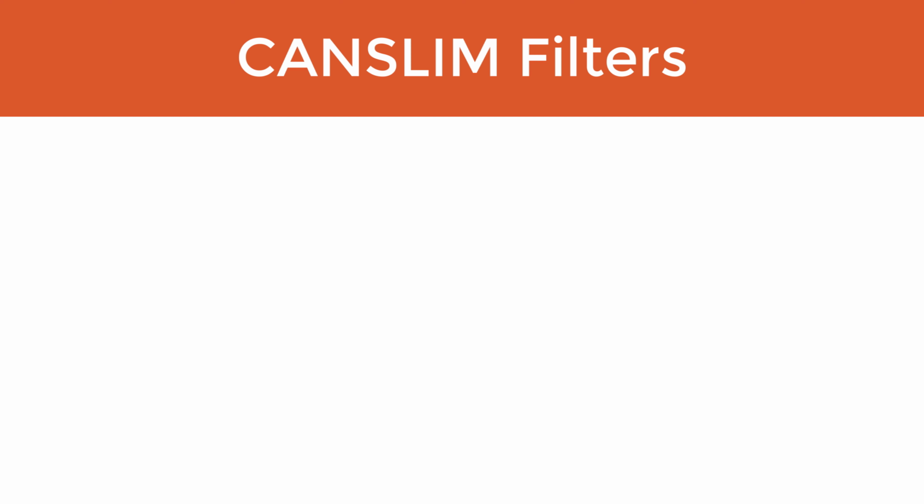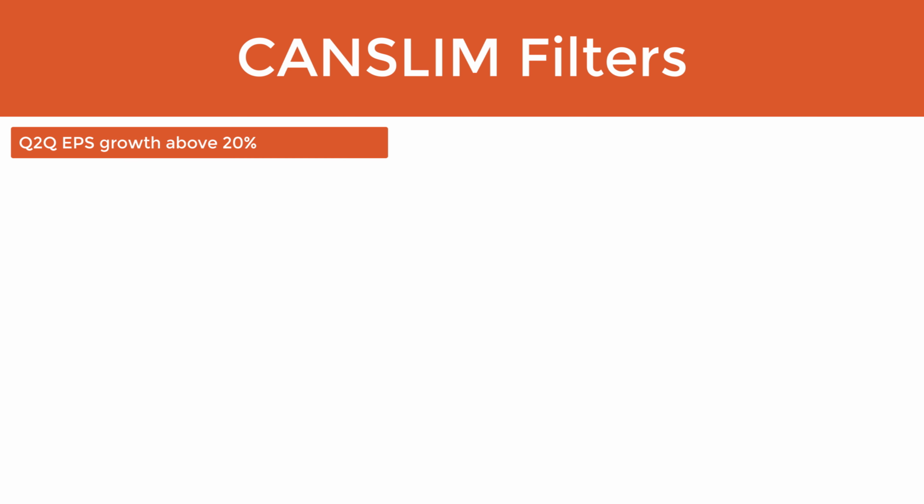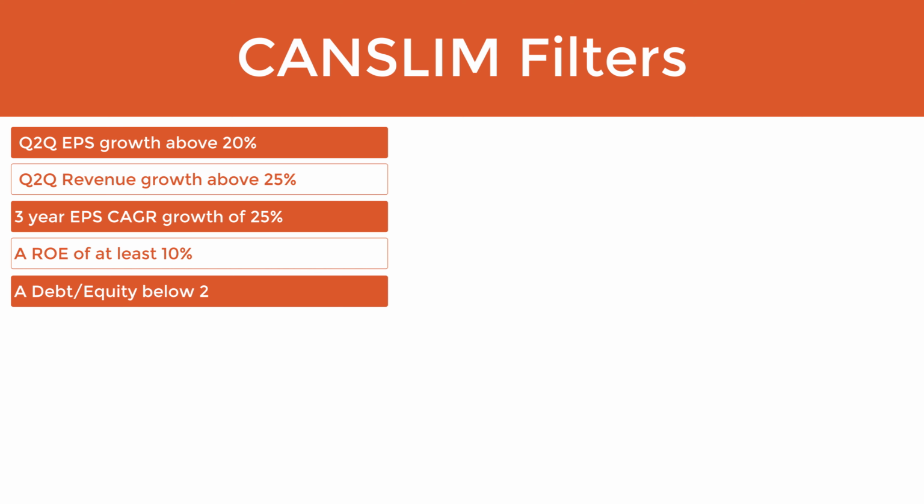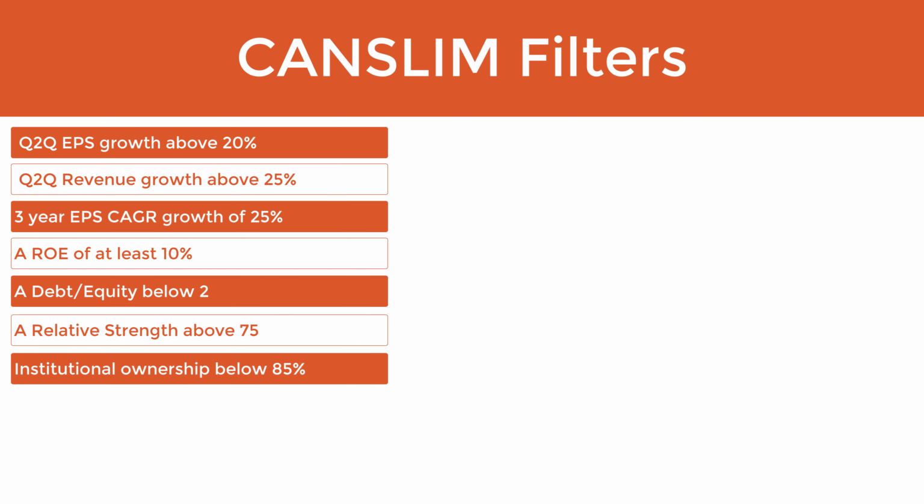Finally, a summary of all the filters we discussed and applied in the video. A quarter-to-quarter earnings per share growth above 20%, quarter-to-quarter revenue growth above 25%, 3-year EPS compound annual growth rate of 25%, a return on equity of at least 10%, a debt ratio of less than 2, and a relative strength of more than 75. Institutional ownership below 85%, and there is also a minimum average volume of 100,000 shares per day to ensure liquidity.